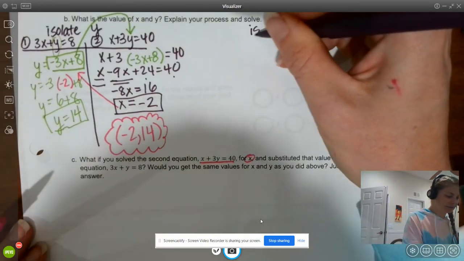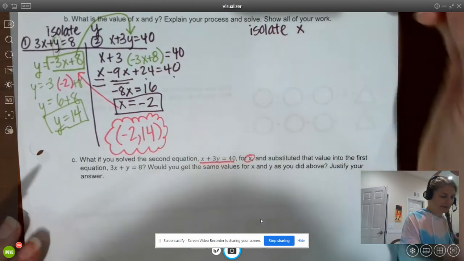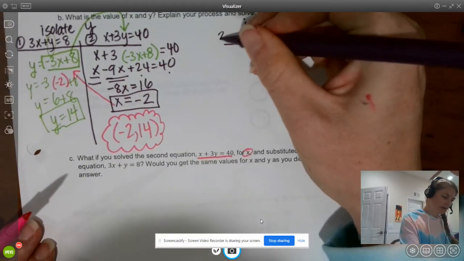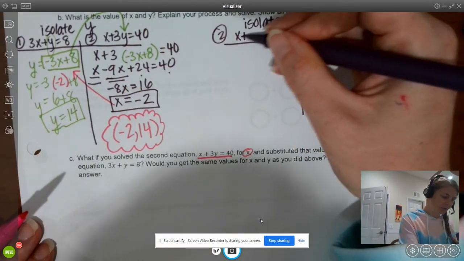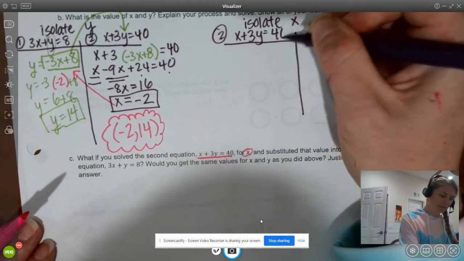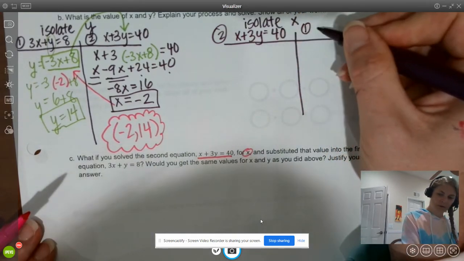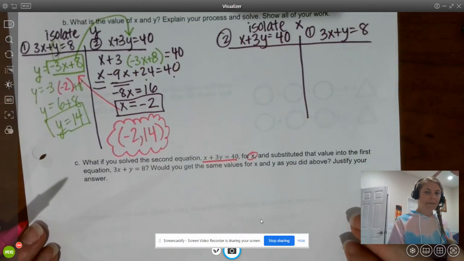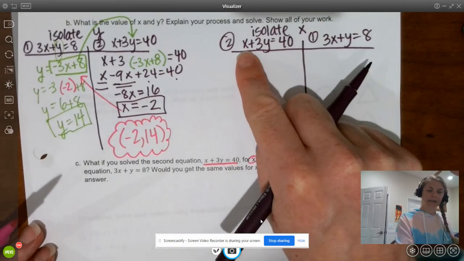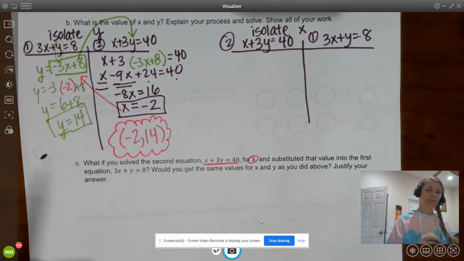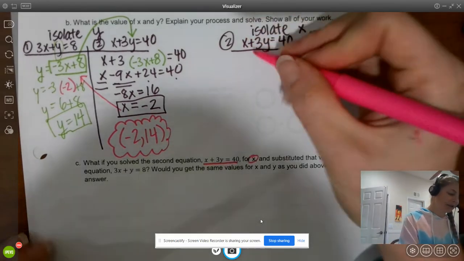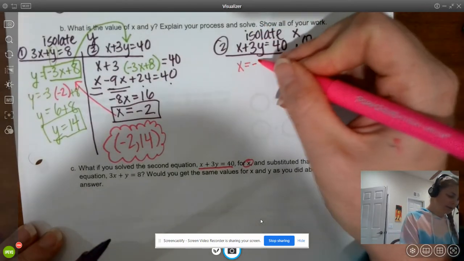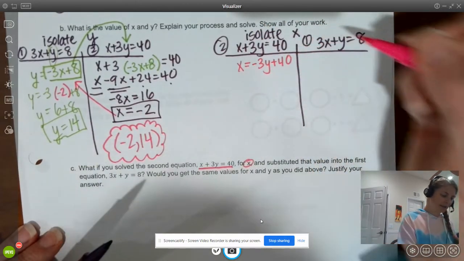We're going to isolate x. So we're going to write our two equations, and we're going to have equation 2 on this side just because that's the one we're going to be using first. Equation 1 on this side, 3x plus y is equal to 8. So when you're taking a look at the system, notice in equation 2, x also has a coefficient of 1. So it's going to be very efficient to isolate x in equation 2 because all I have to do is subtract 3y from both sides. So I'd have x is equal to negative 3y plus 40.